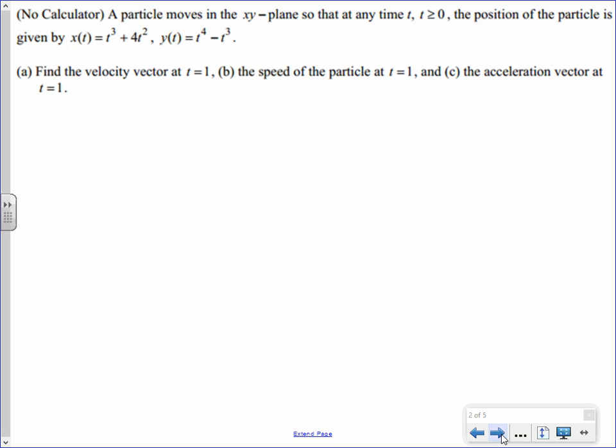Okay. A particle moves so that the position is given by x of t is t cubed plus 4t squared, and y of t is t to the fourth minus t cubed. Please write that set of parametric equations down.